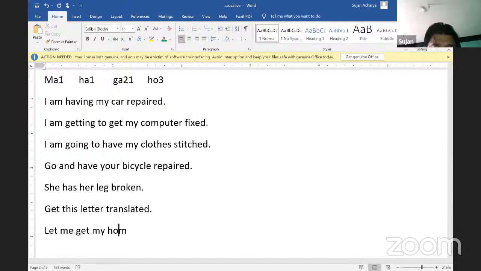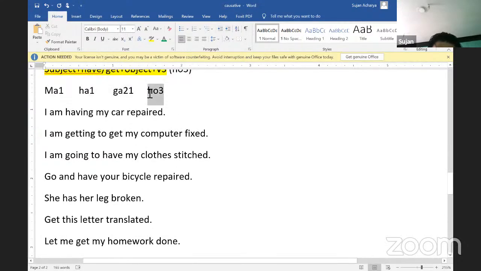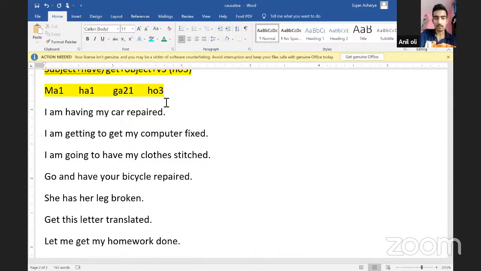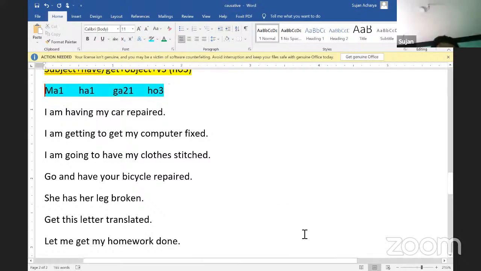Let me get my homework done. Remember these 4 formulas. HO3 means whatever is followed by object, use V3. These 4 formulas are important. And with this, you can sum up the causatives. Nothing. It's the easiest one.